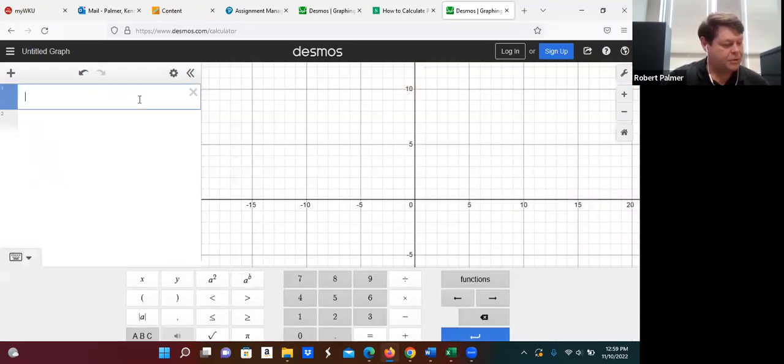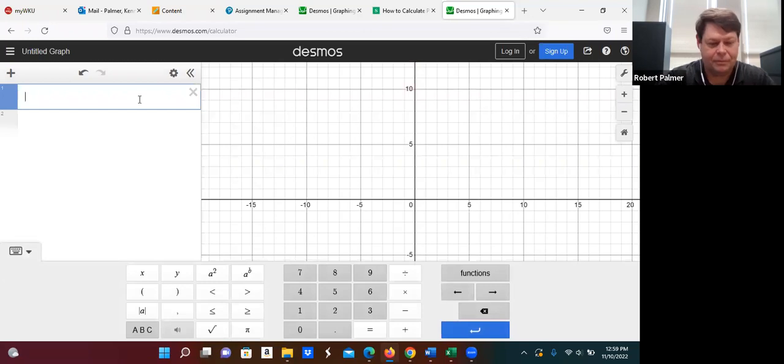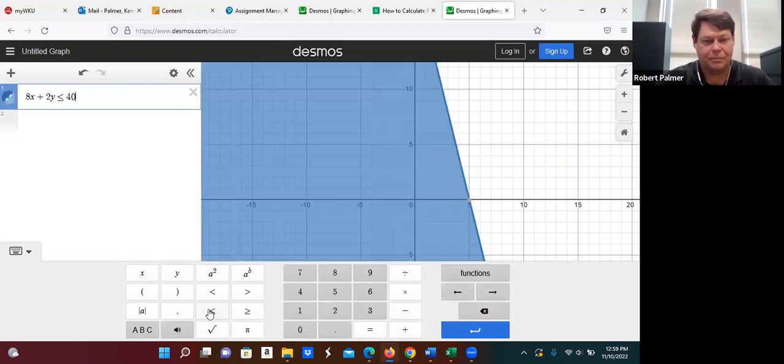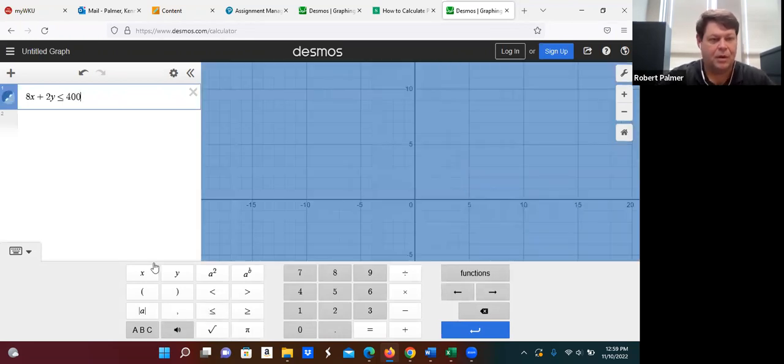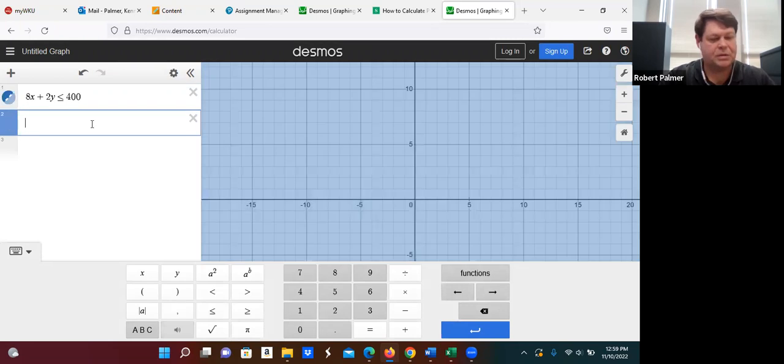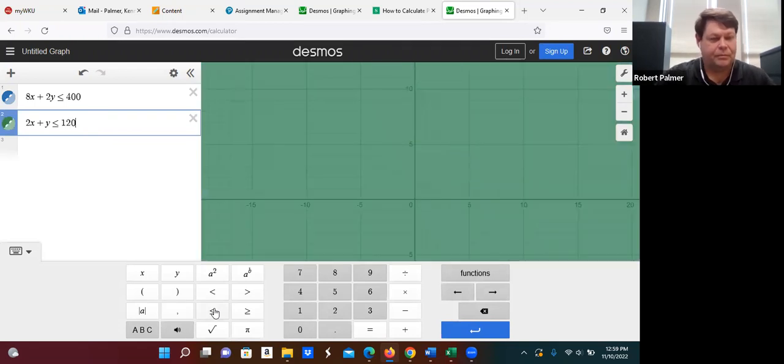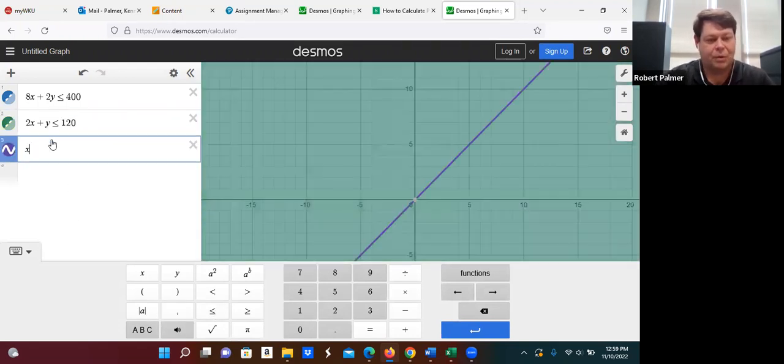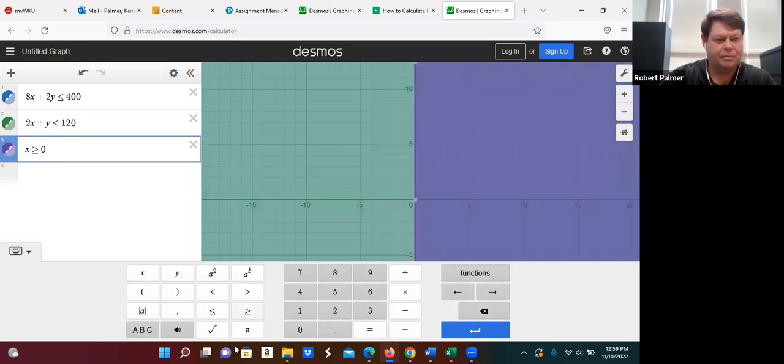Okay, so our first one, 8x plus 2y is less than or equal to 400. I'm going to have to zoom out some. And then 2x plus y is less than or equal to 120. Okay, then of course x is greater than or equal to 0, and y is greater than or equal to 0.